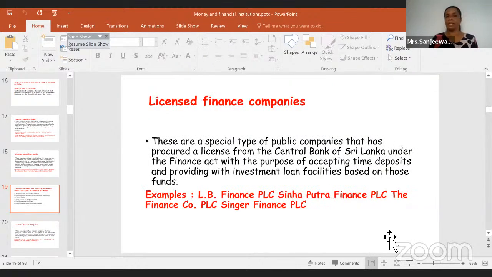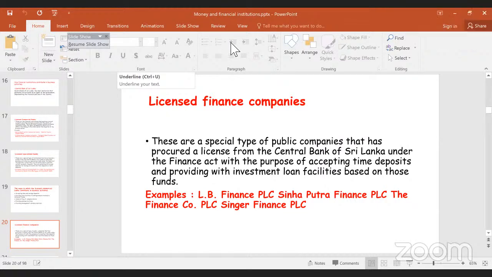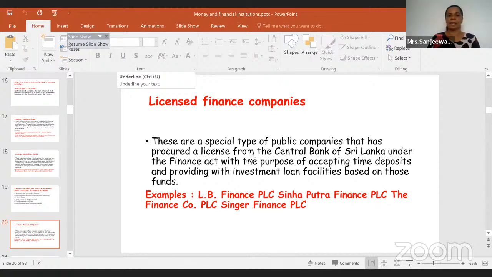Then there is another one, licensed finance companies. Now children, all these things come under the financial sector, only that we are explaining, right? So first I took the banking sector, now the licensed commercial banks, licensed specialized banks, right? Now licensed finance companies, other institutions that take deposits, okay? All right, give me a minute, children.